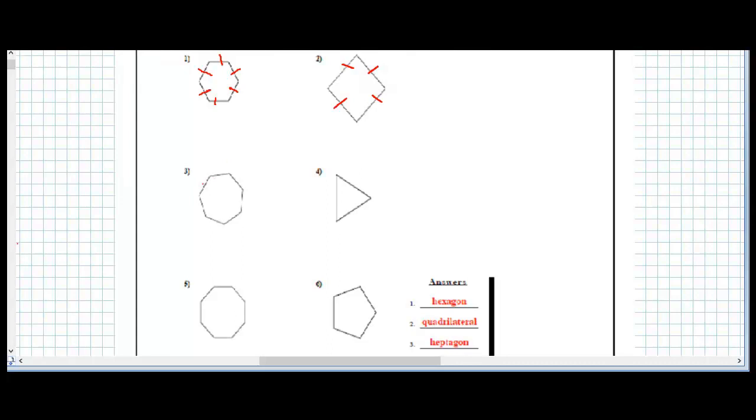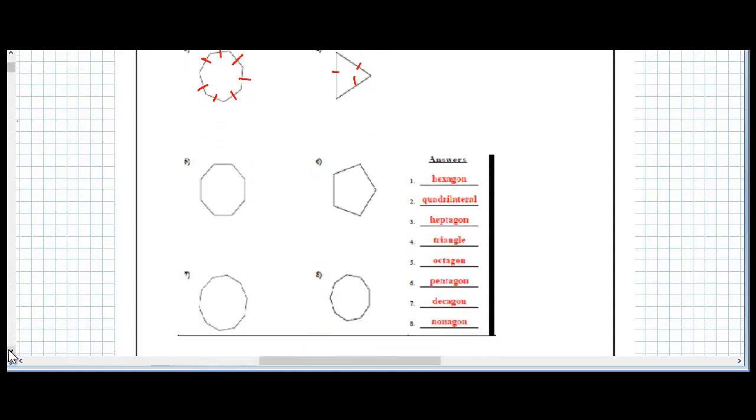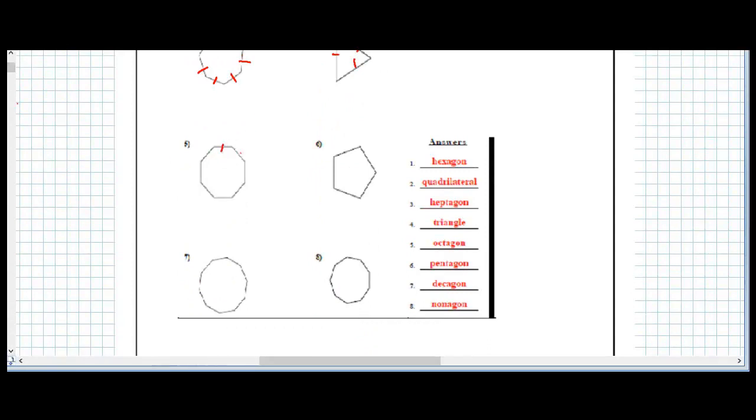Question 3, let's count how many sides. 1, 2, 3, 4, 5, 6, 7. 7 is hepta, so heptagon. Here we have 1, 2, 3. 3 is for triangle. Question 5. 1, 2, 3, 4, 5, 6, 7, 8. 8 here is for octa, so octagon. 1, 2, 3, 4, 5. 5 is for penta, so pentagon.